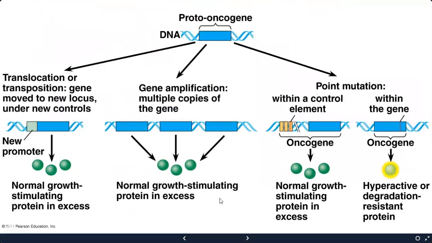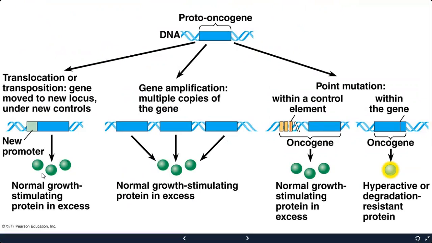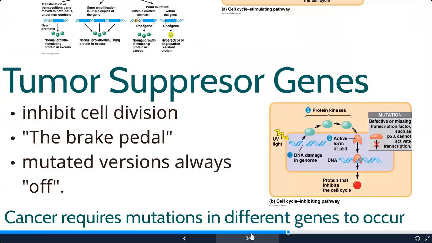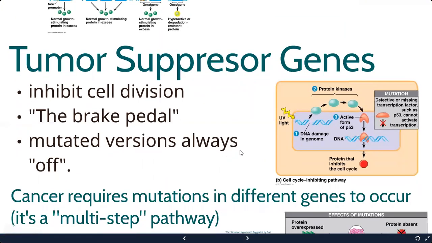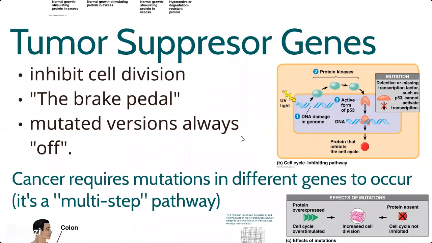Now you don't have to know these different types of mutations that cause it. Just know that there's multiple ways that this can happen that would stimulate too many of these cyclins being made. Now, on the flip side, we have tumor suppressor genes, which are like a brake pedal. They make cell division stop. Mutated versions of these are always off.